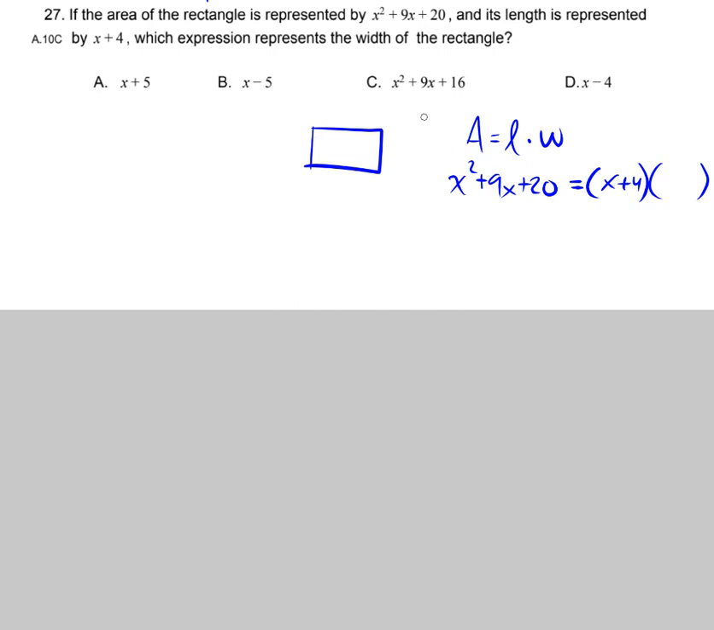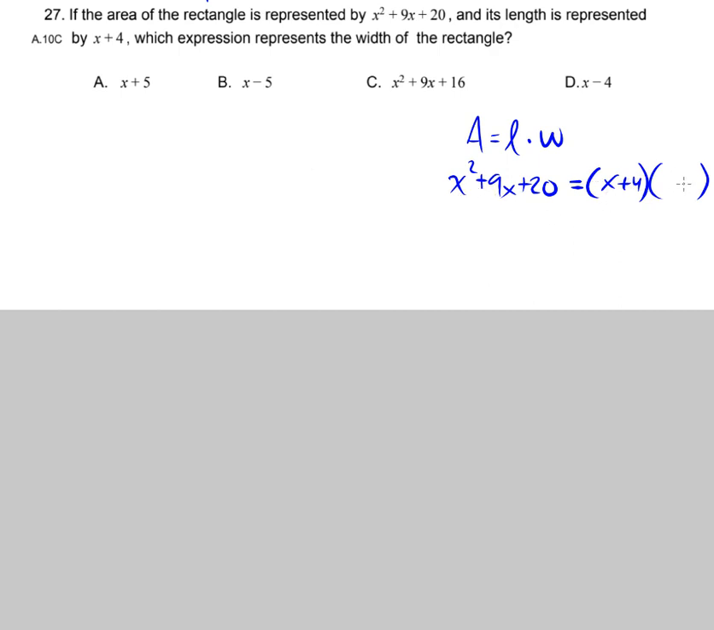There are actually a few different ways that you can do this, all right? I'm going to choose to do this with long division. You could choose to do it a few different ways, but I'm going to choose long division. What you could do, if you wanted, is FOIL x plus 4 times each of these other numbers, right? And see if you get x squared plus 9x plus 20, right?